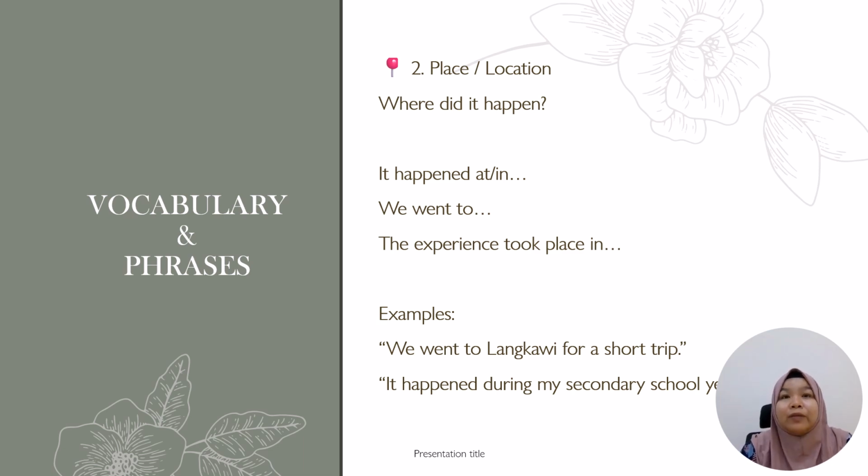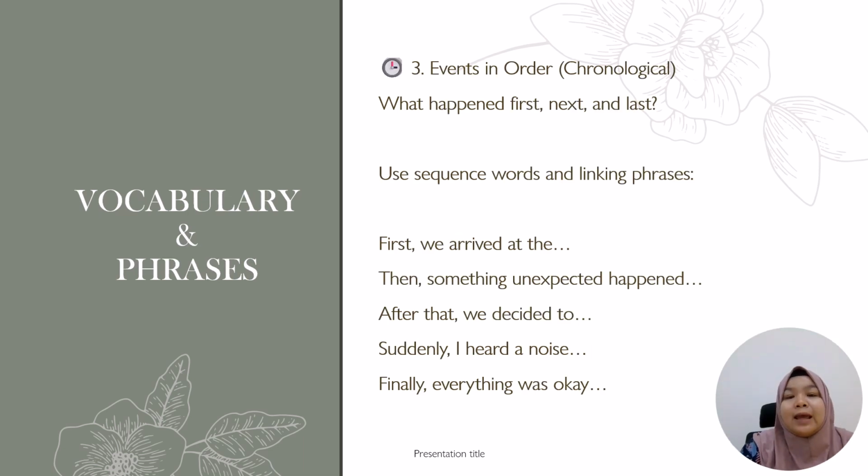But basically, by giving the context, okay, where it happened, you can also include the time when it happened. All right, it happened last year, it happened 2 years ago, all right, it happened yesterday. Okay, so it gives the context in terms of location as well as the time. All right, and then the events in chronological order.